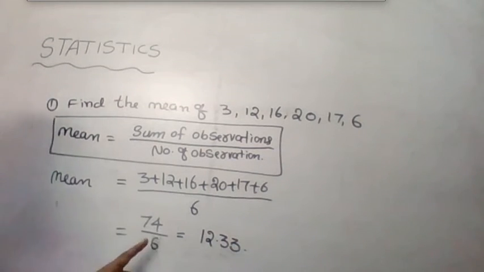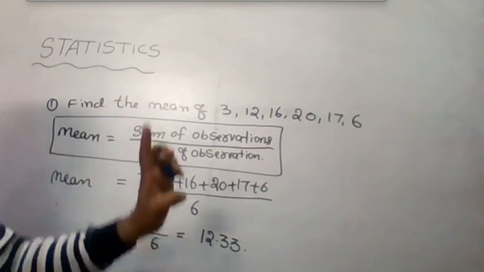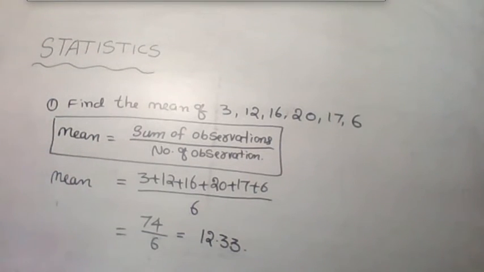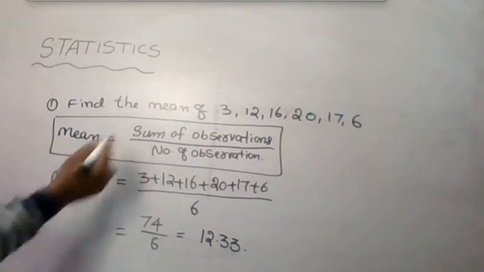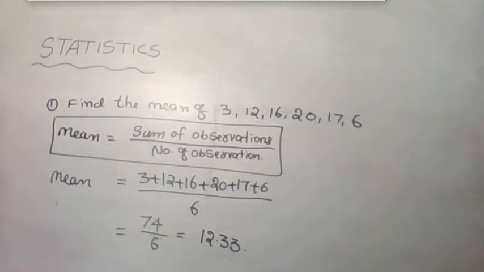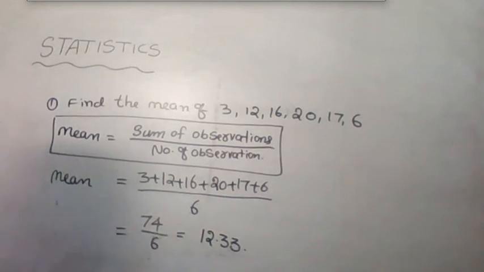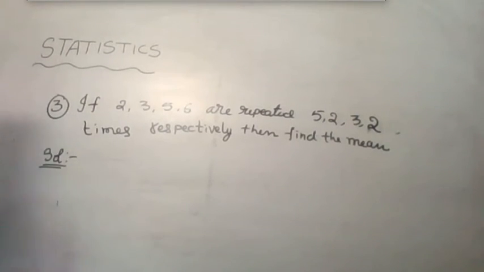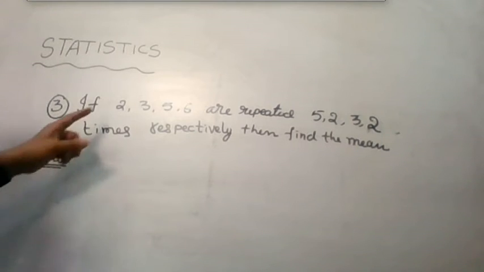74 by 6 is equal to: 6 ones are 6, 14, 6 twos are 12, again 2 remainder, 20, 6 threes are 18. Means 74 by 6 is equal to 12.33. The mean of the given data is 12.33.